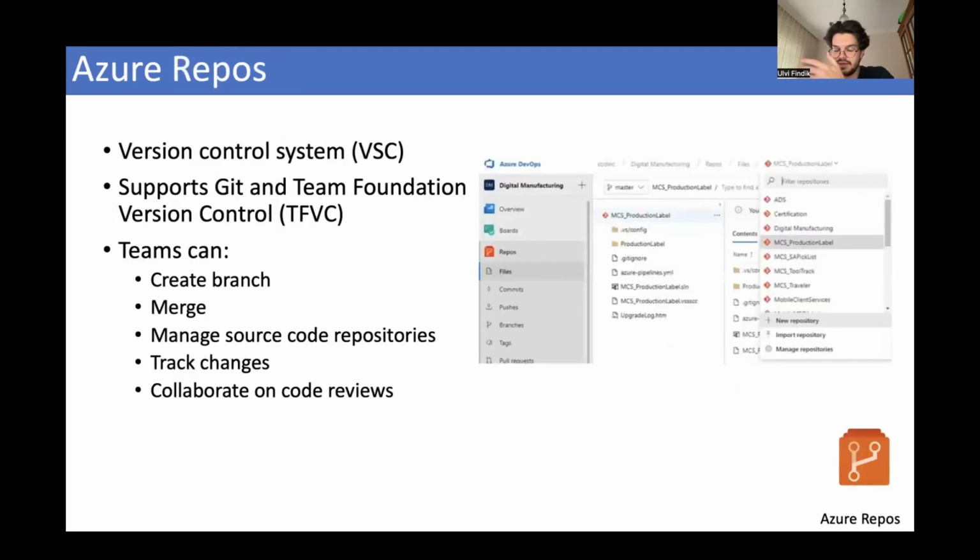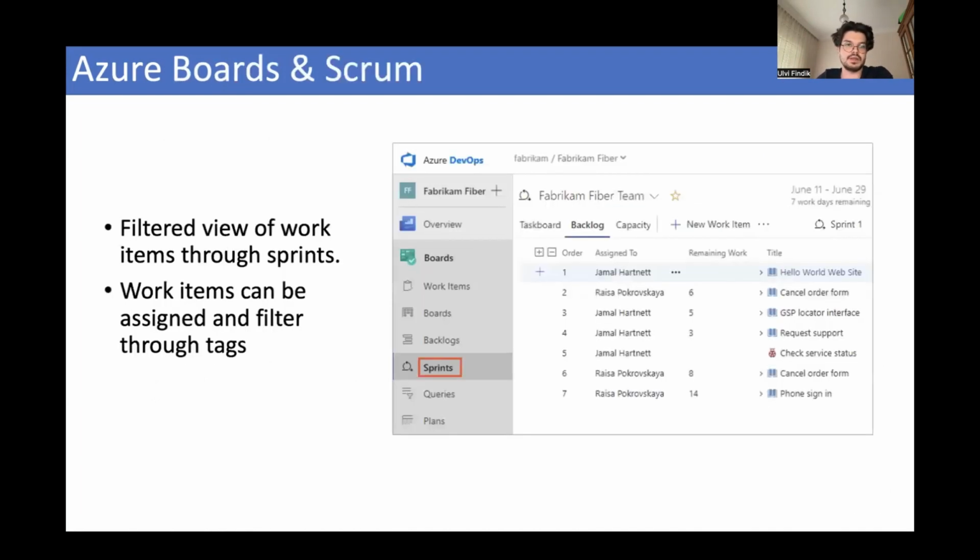Azure Repos, it is quite similar to GitHub. It is a version control system. It supports Git and Team Foundation Version Control. Through Azure Repos, as you can do in GitHub, teams can create branches, merge branches, leave reviews, and so on.